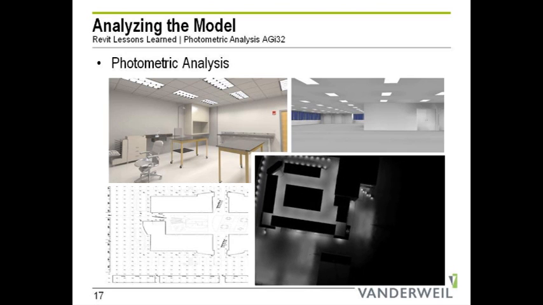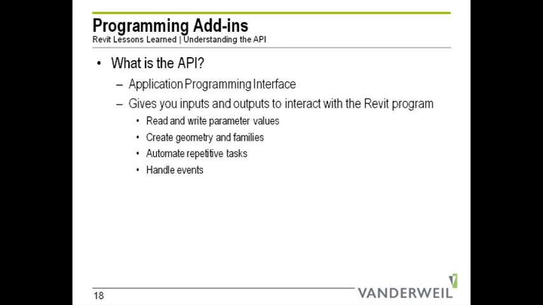All right, and the last section that we're going to talk about is programming add-ins for Revit: how to extend the capabilities of Revit just a step further. Now, API stands for Application Programming Interface. And what it gives you is access to the inputs and the outputs of Revit. What that means is you'll be able to read and write parameter values. You'll be able to create geometry and families automatically. You'll be able to automate repetitive tasks.